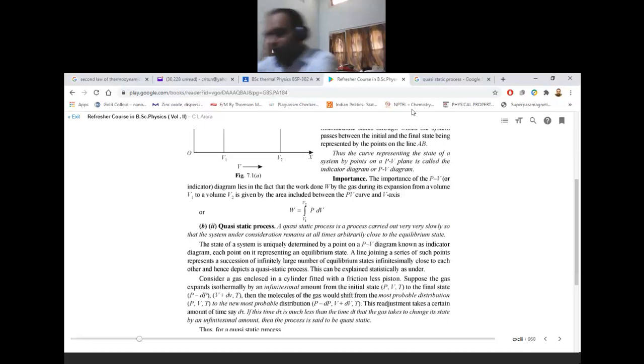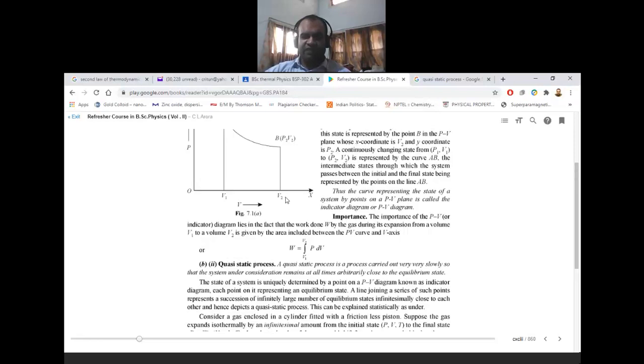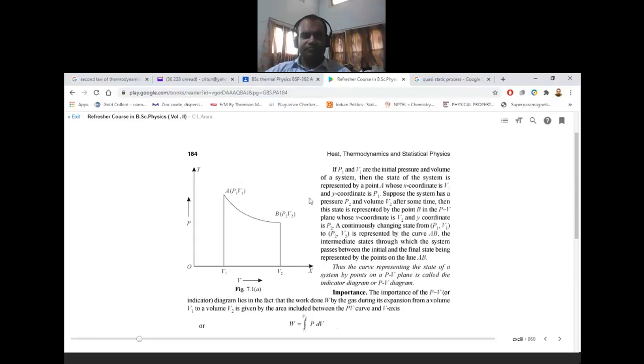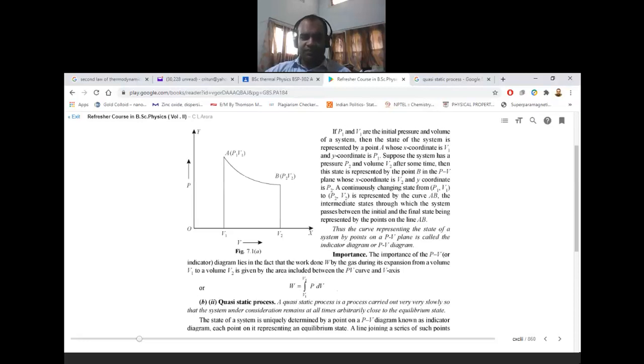The importance of the PV diagram: we have already done the work done during an isothermal process and during an adiabatic process, so we have already seen similar curves. The importance of the PV diagram lies in the fact that the work done by the gas during expansion from volume V1 to volume V2 is given by the area under the PV curve. So work done is PdV, and you integrate from V1 to V2. Let me annotate this area.